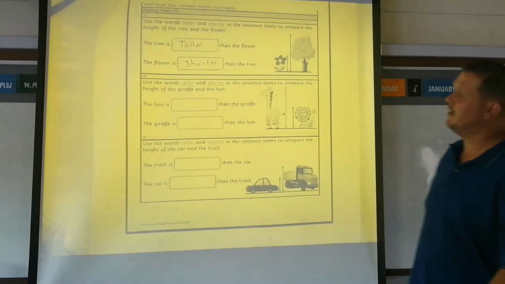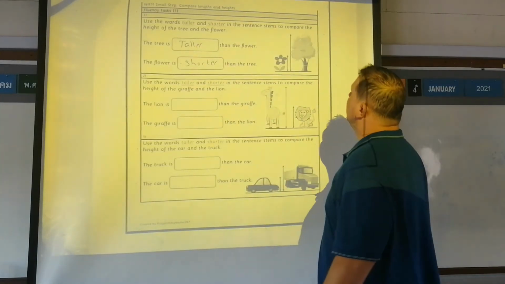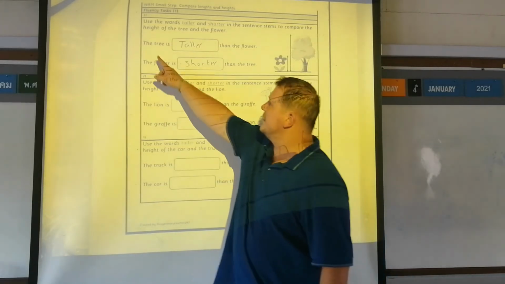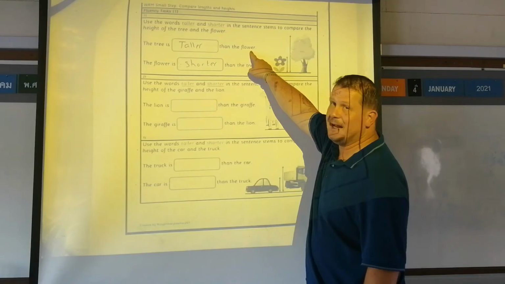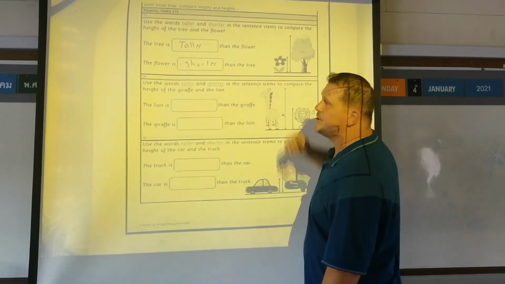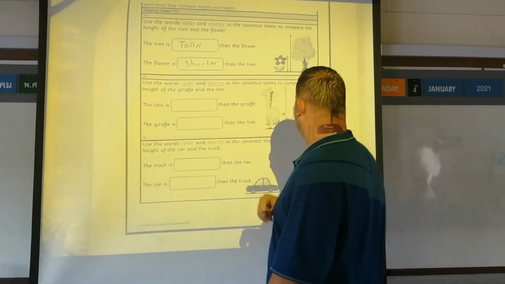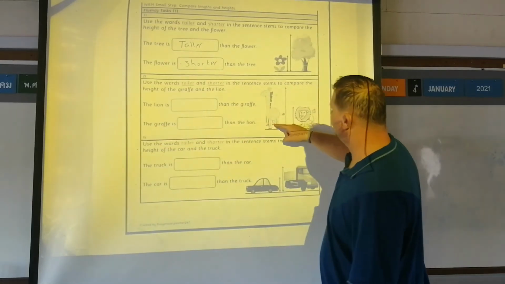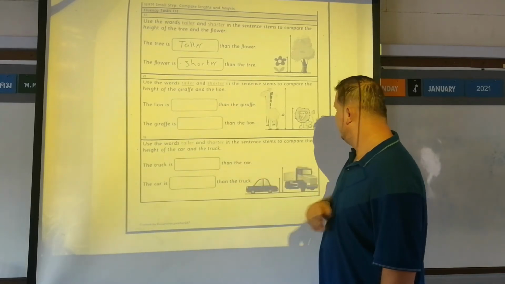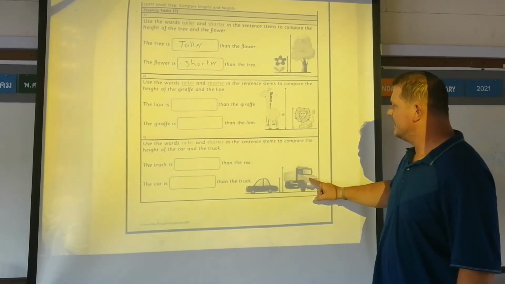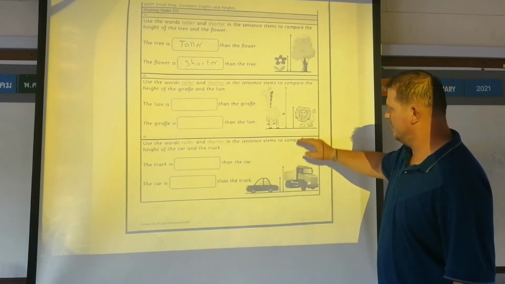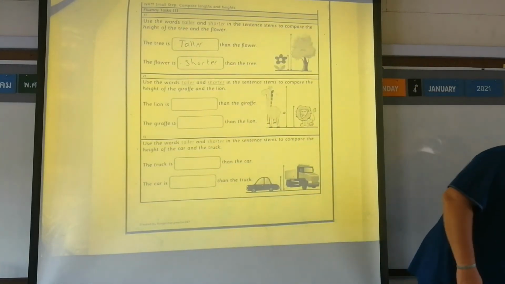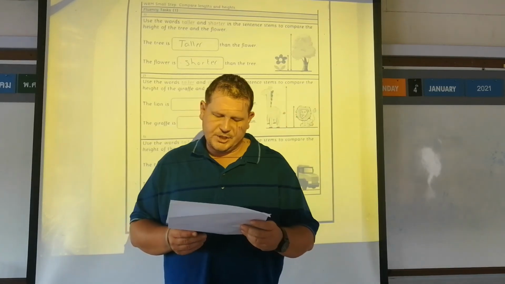All right, so this is the last page. Use the words taller and shorter in the sentence stems to compare the height of the tree and the flower. So the tree is taller than the flower, right? And the flower is shorter than the tree. Okay, this one. The lion is shorter than the giraffe. The giraffe is taller than the lion. And the last one, the truck is taller than the car, and the car is shorter than the truck. Alright, that's the entire worksheet.